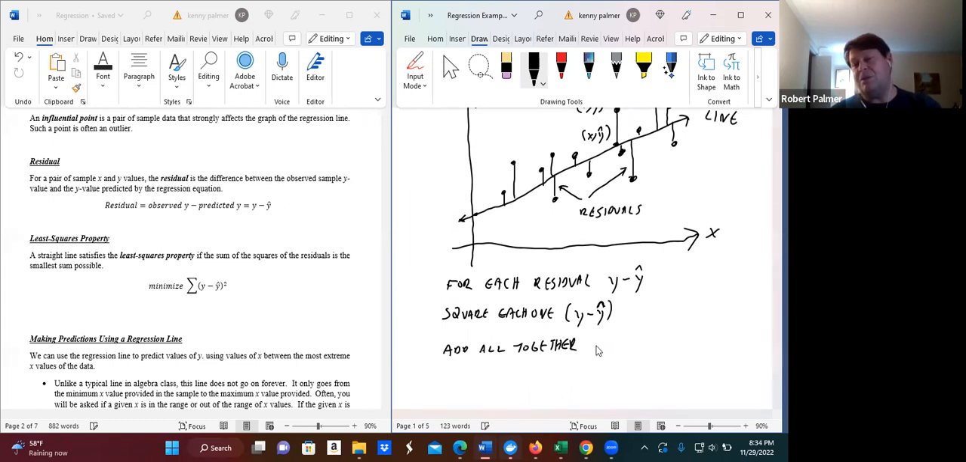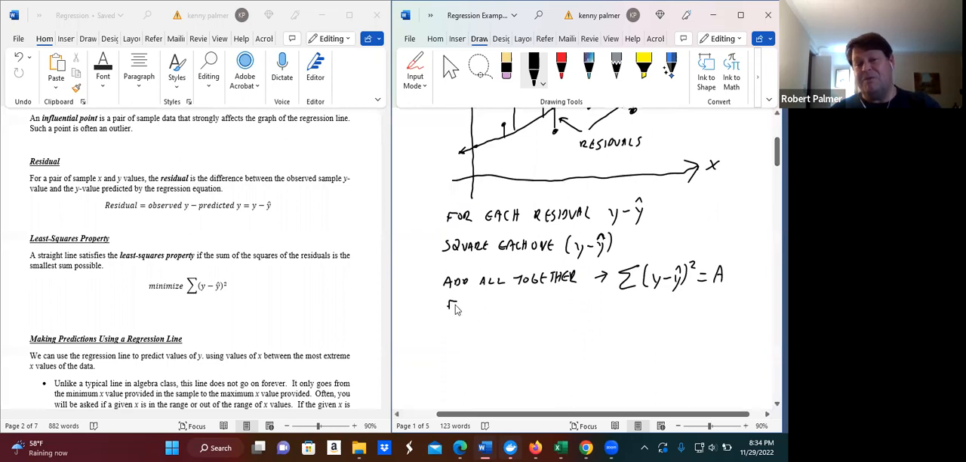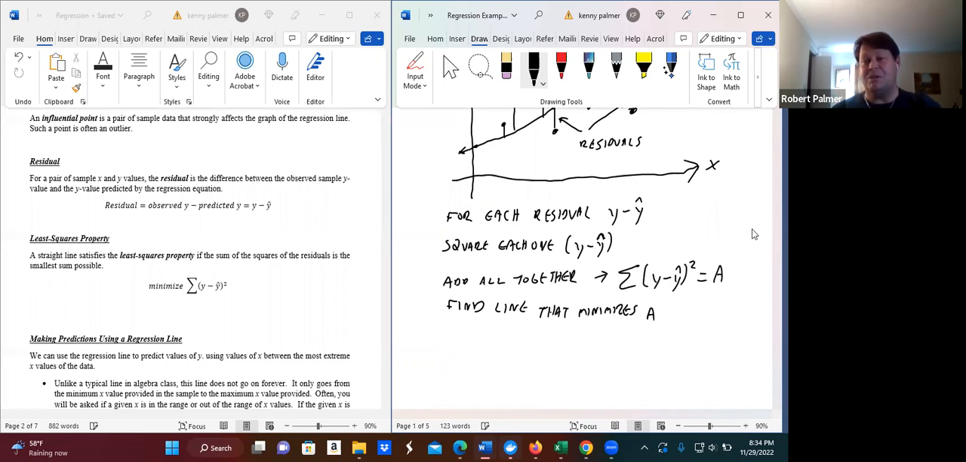Okay, and then that's going to be the sum. What this means, the sum is going to be the sum of all those residuals squared, the square of all of them. Let's call that a number. Let's call it A, and call it whatever we want. And so the goal is to find the line that minimizes this number, minimizes the sum of all those squares of the residuals.